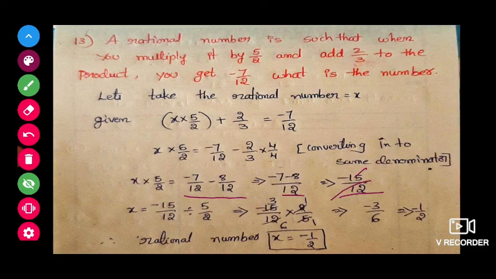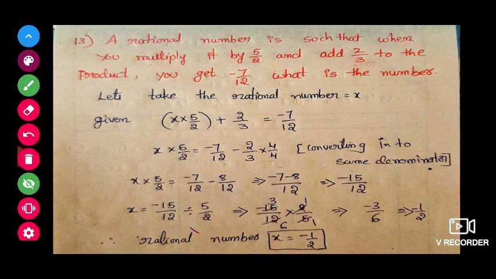3 5s are 15, 3 4s are 12. And the next step: here is multiplication by 5 by 2. If it goes to that side, it becomes division by 5 by 2. So x is equal to minus 15 by 12, which is already on the other side of the equal sign, divided by 5 by 2. If I want to convert division into multiplication, I have to take the reciprocal of 5 by 2, that is 2 by 5.